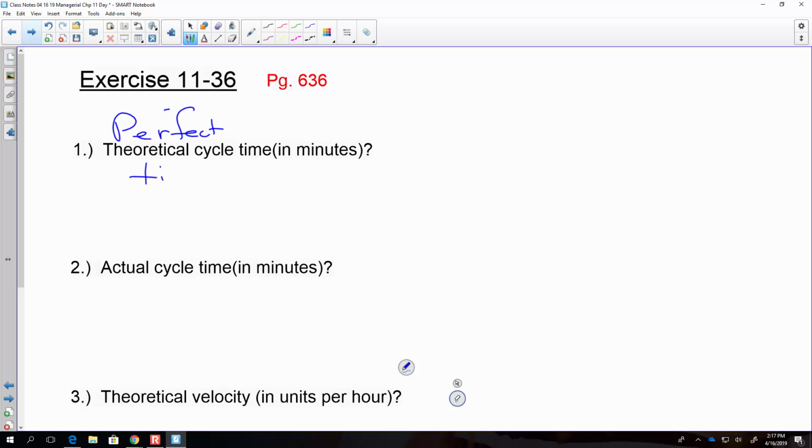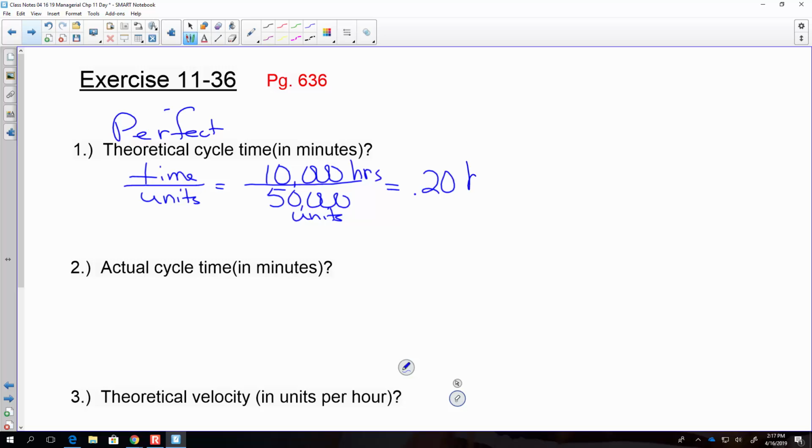So get in the habit of actually writing the formula. The units Carla said was 50,000 in the perfect scenario. In how many hours do we have available? 10,000. So I'm going to put hours on top. This is 0.2 hours per unit.